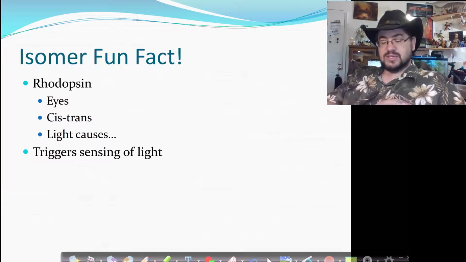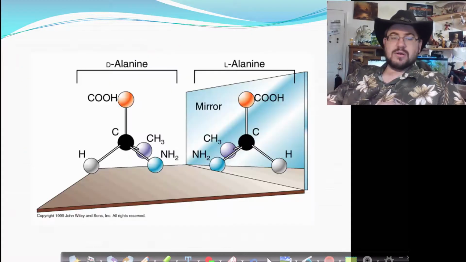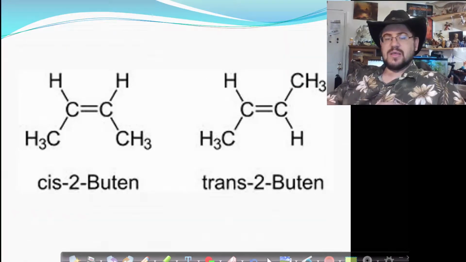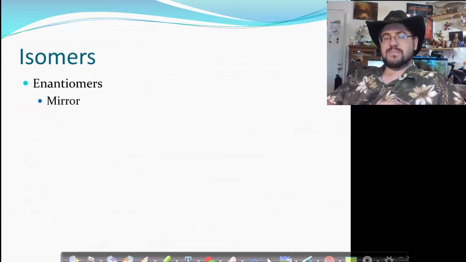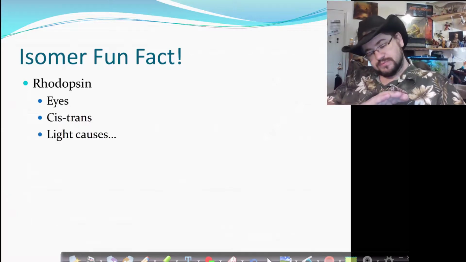So now my cis-trans examples include my little fatty acids, cis and trans fatty acids, my little butane, my little example with oxygen, and rhodopsin. So you got all sorts of cis-trans isomer examples.